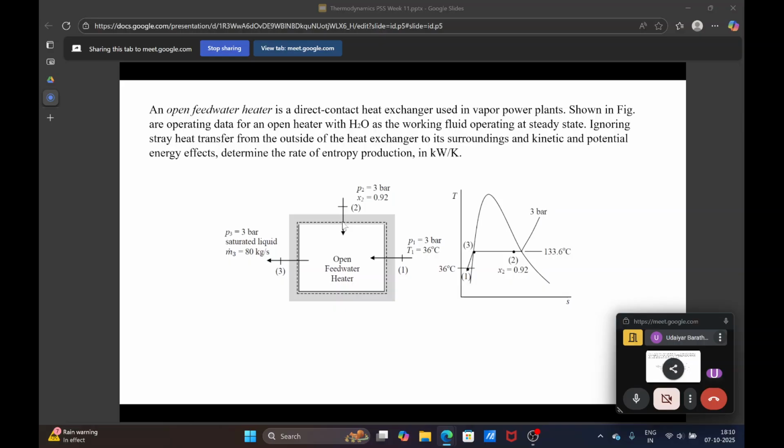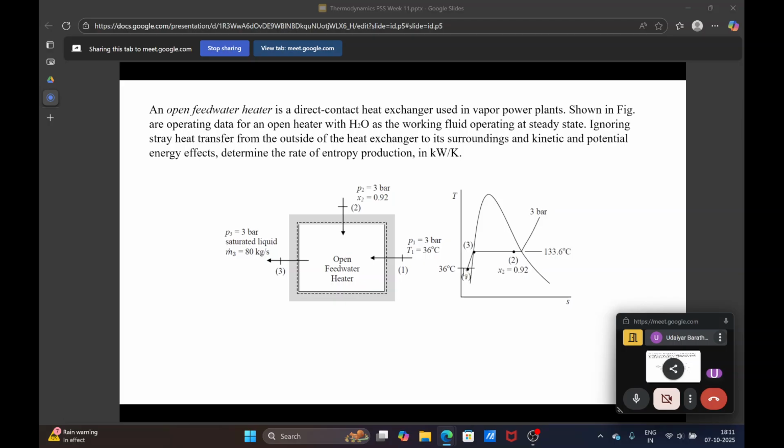The same process can be shown in a TS diagram here. So you have a TS diagram. This is your vapor dome and this is a constant pressure line because all streams are at constant pressure. Though in an actual case that's not the case, you will have some pressure drops, but ideally what you want is the streams which are getting mixed to be at the same pressures.